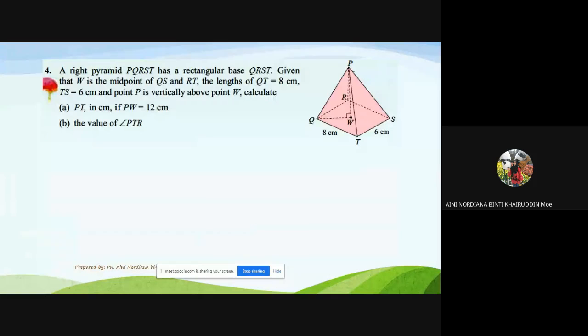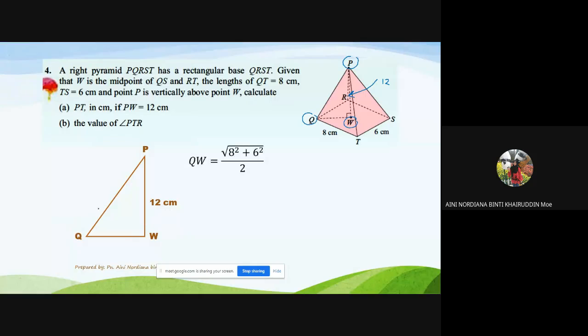PT is actually equal to PQ. Given PW is 12, you can calculate the length of PQ, and after that PQ equals PT. So I use this triangle PQW. First, you need to calculate the length of QW by using Pythagoras theorem. Why do I divide by 2 here?